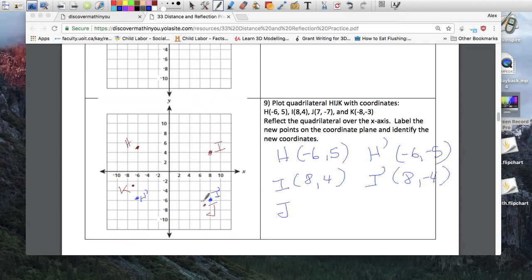J is down here, so we're going to cross the x-axis and it's going to end up here somewhere. So J is 7 and negative 7, and it's going to go to quadrant 1, and in quadrant 1 everybody's positive, so it's going to be 7 and 7. So J is going to go up here, 7 over and 7 up.